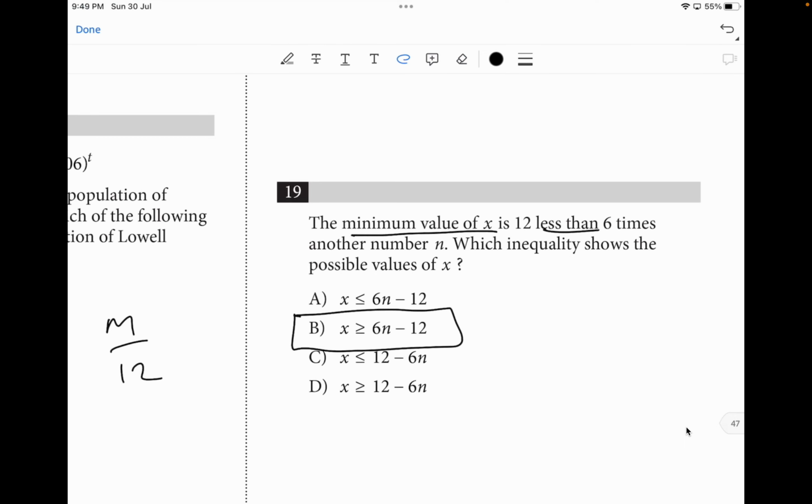So the possible values of X are all greater than or equal to the value of 12 less than 6 times n. Now the value of 6 times n is given by the expression 6n, so we know that the value of 12 less than 6n is given by the expression 6n minus 12. So all the possible values of X are greater than or equal to 6n minus 12, and this is shown through the inequality X is greater than or equal to 6n minus 12. So choice B is going to be the correct answer for question number 19.